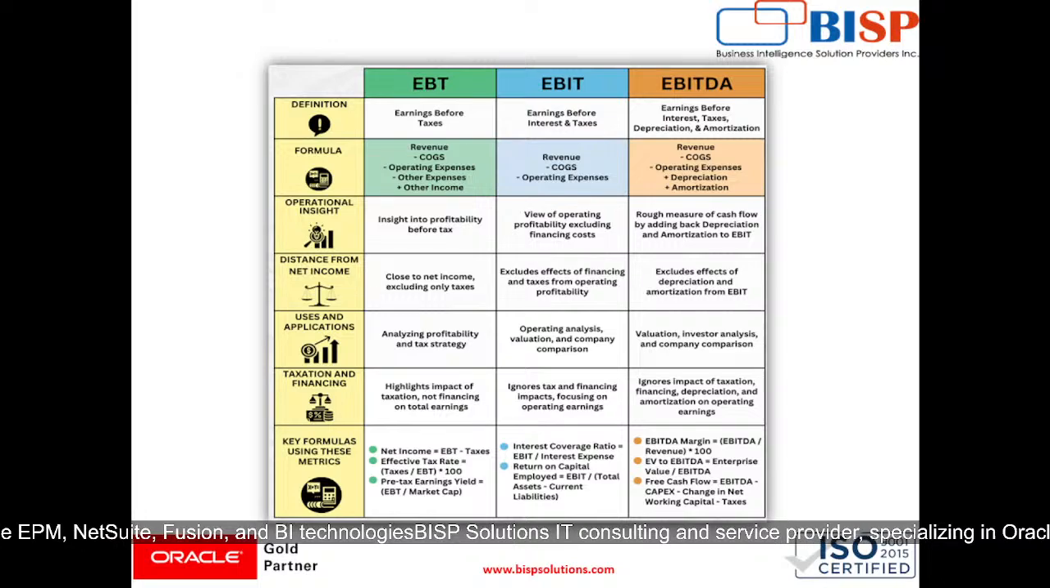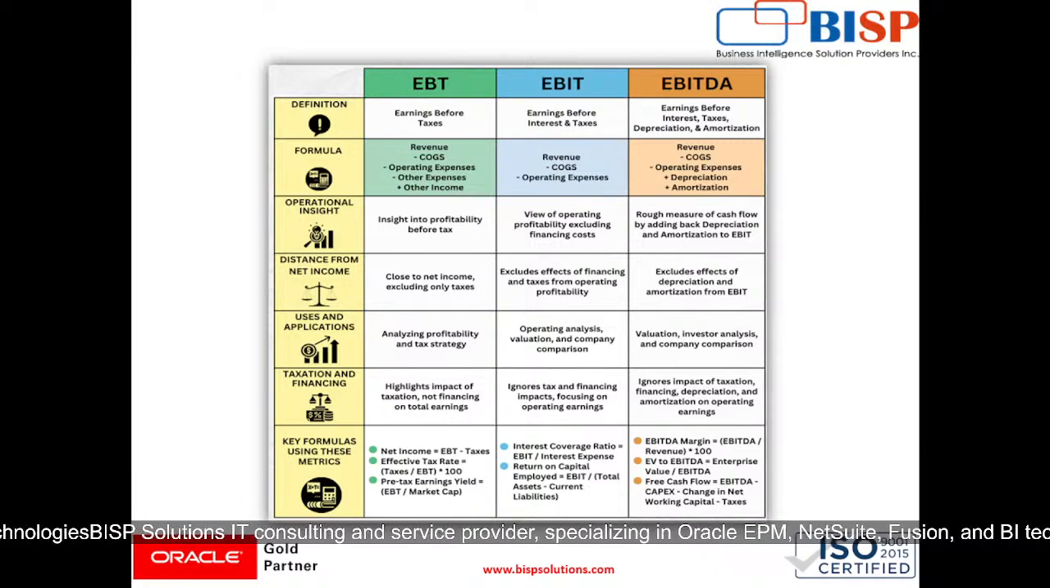Distance from net income: EBT is close to net income, excluding only taxes. EBIT excludes the effects of financing and taxes from operating profitability. And EBITDA excludes the effects of depreciation and amortization from EBIT. Uses and applications: EBT is for analyzing profitability and tax strategy. EBIT is for operating analysis, valuation, and company comparison. EBITDA is for valuation, investor analysis, and company comparison.